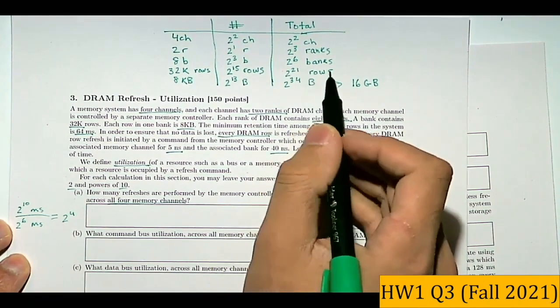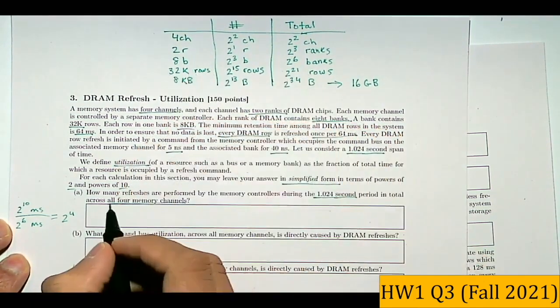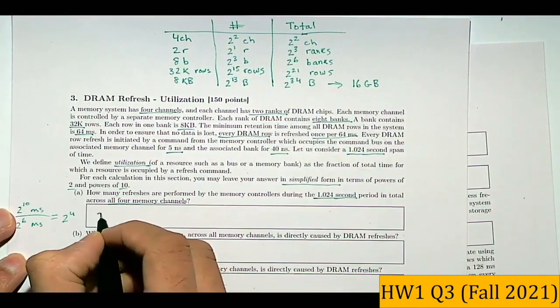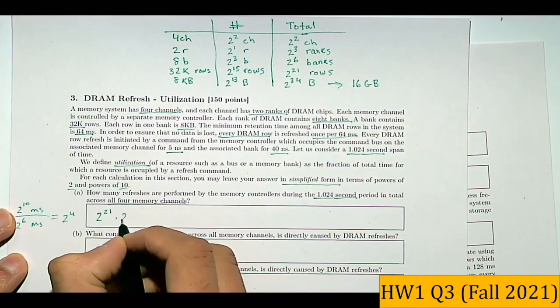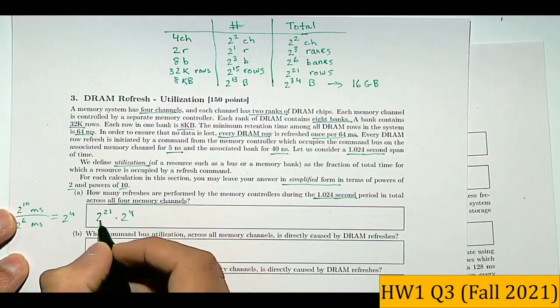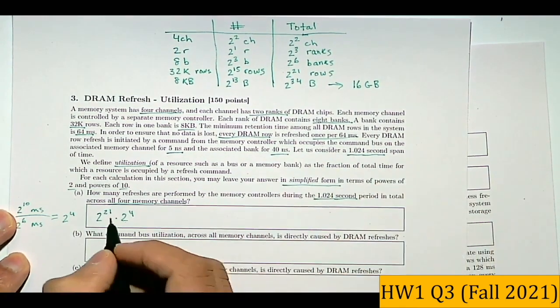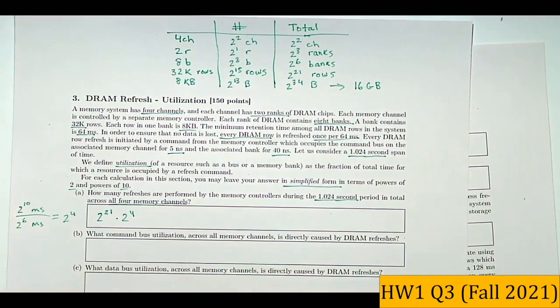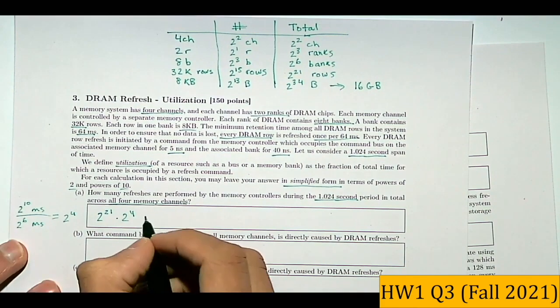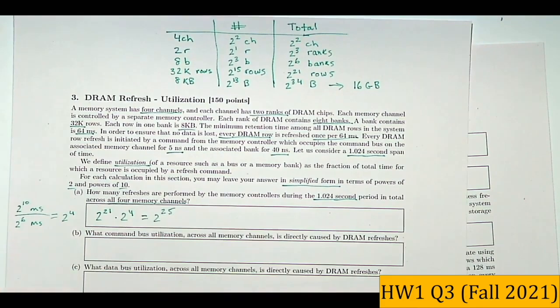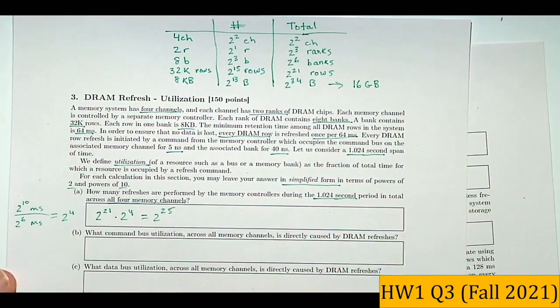And so up here, we computed how many rows there are in the system, because we're considering across all 4 channels. That's this value here, right? So our answer here is 2 to the 21 times 2 to the 4, right? Because every period, we're refreshing all 2 to the 21 rows, and we have 2 to the 4 refresh periods. And so it's actually fine to just leave our answer like that. Or, if we want, we can simplify to the 2 to the 25 and leave it like this. But the answer is correct in either form, right?